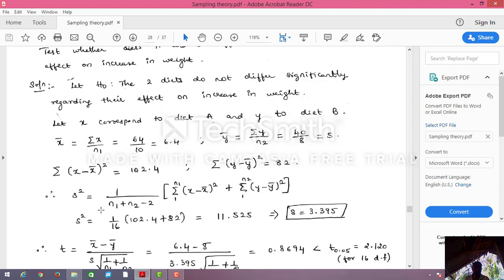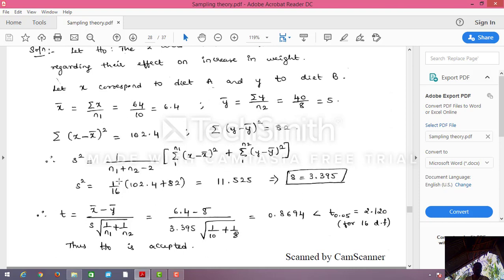Now I can use the formula. This is a different formula. Previously we used n1 into s1 square plus n2 into s2 square divided by n1 plus n2 minus 2. There they had given standard deviation and sample size, but here they have not given the standard deviation. We are finding that. That's the way we are using this formula: 1 divided by n1 plus n2 minus 2 into summation of 1 to n1 x minus x bar whole square plus 1 to n2, that means sample size, y minus y bar whole square.